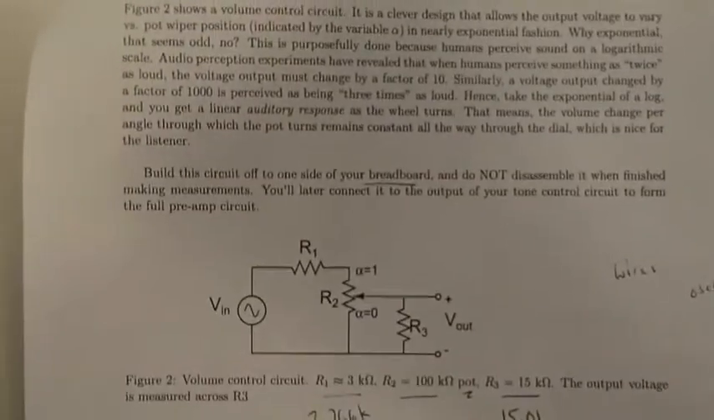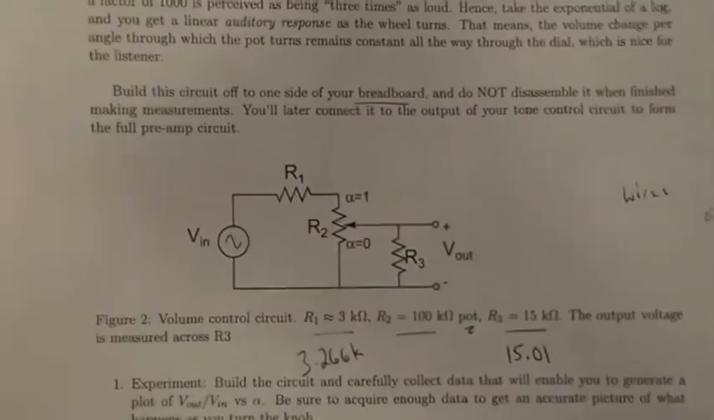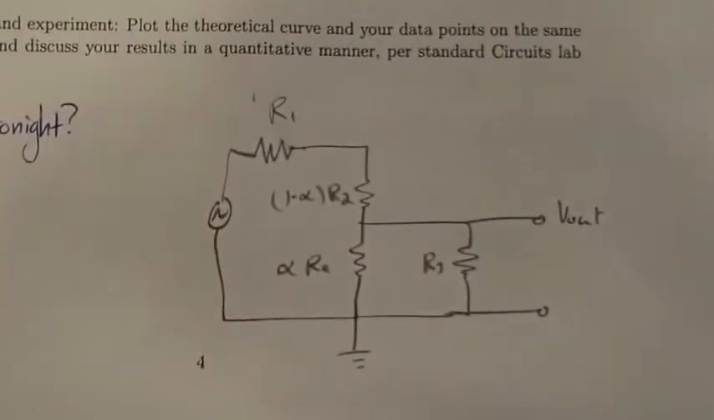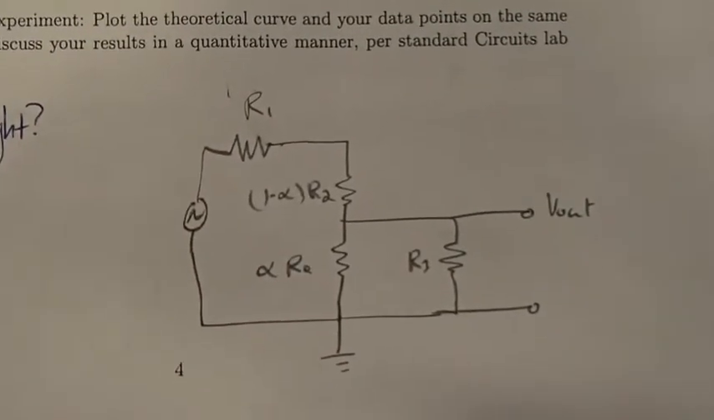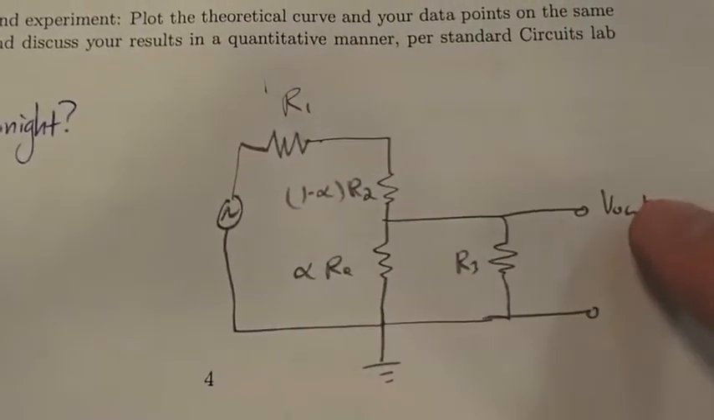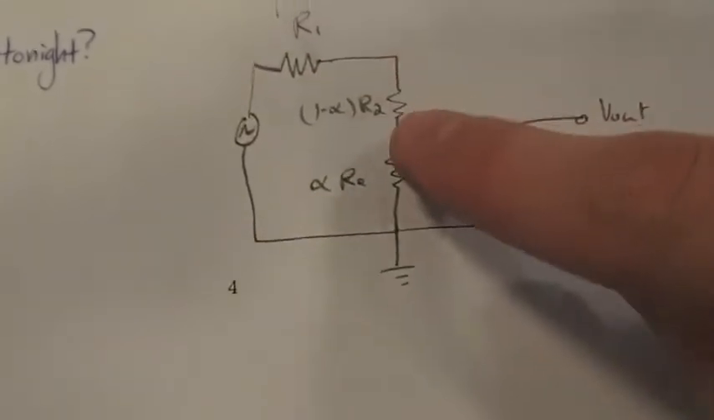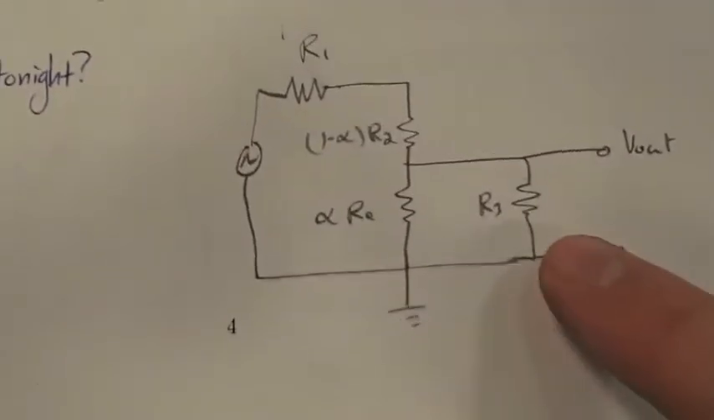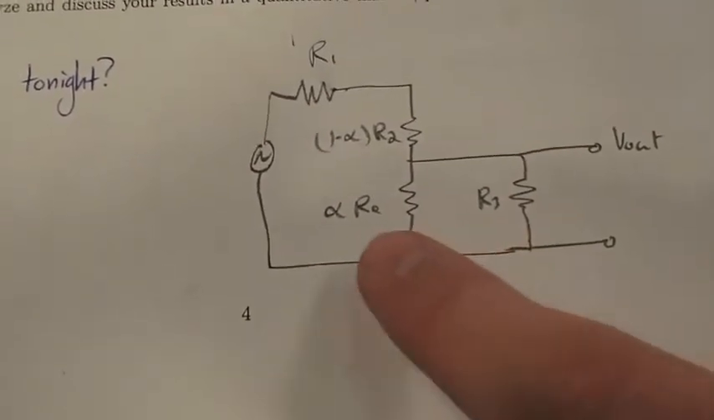Okay, so we're looking at the volume control here, which is this circuit with R1, R2, and R3, R2 being a pot. We can turn it into this circuit with R2 being split between 1 minus alpha and alpha. This circuit makes it fairly clear that you can run R3 and alpha R2 in parallel, measure the voltage across them, and we're running R1, 1 minus alpha R2, and R3 all together in series with these two in parallel.